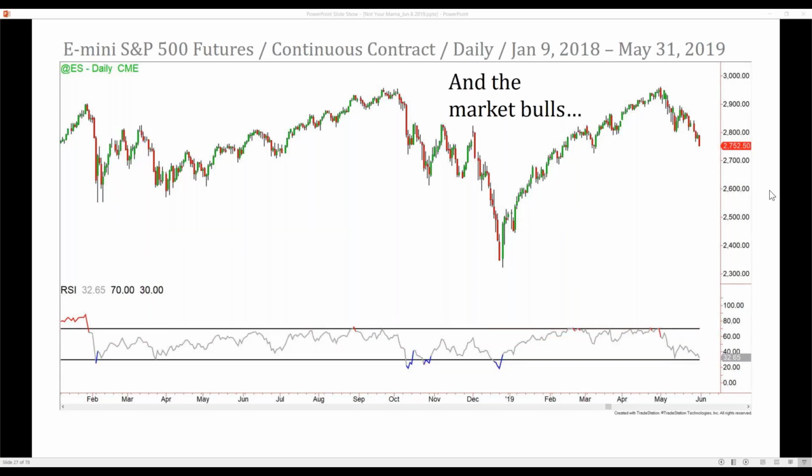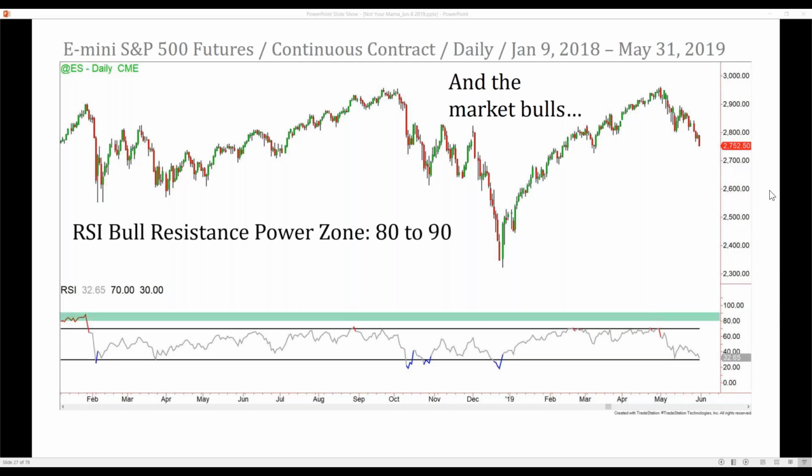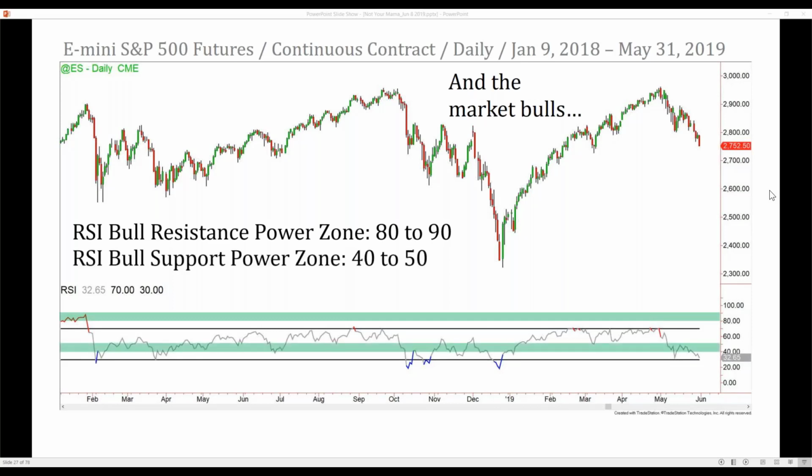All right, now let's look at the bull zones. The market bulls, they have their own two zones, and they live way up in 80 to 90 when they're in their full force, taking the market higher. Bull resistance power zone is 80 to 90. And the support zone is from 40 to 50. That's the platform at which you expect a bull market to get oversold. And that makes sense when you think about it, right?